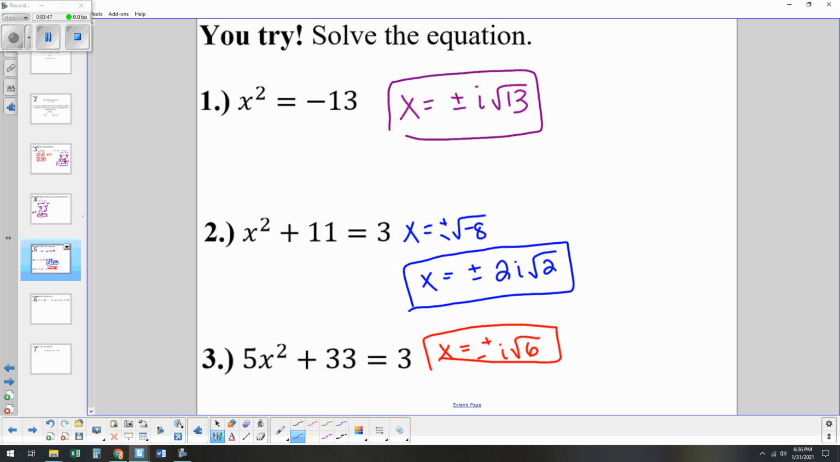All right, here are our answers. For the first one, x equals plus or minus i square root of 13. For 2, I did end up with -8, so -8 is really -1 times 4 times 2. So I could take the square root of 4 and get 2. I could take the square root of -1 and get i, so 2i. The 2 stays in. And for 3, we just get x equals plus or minus i radical 6.